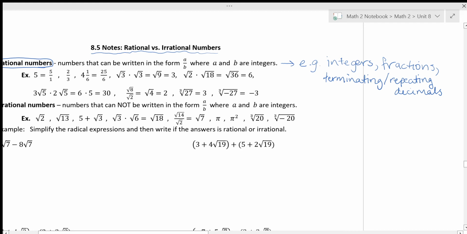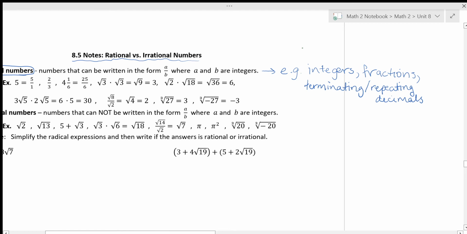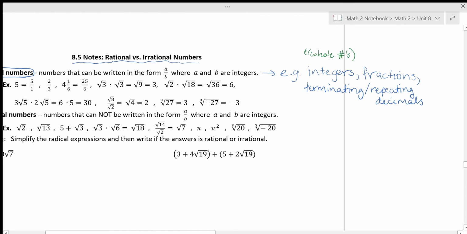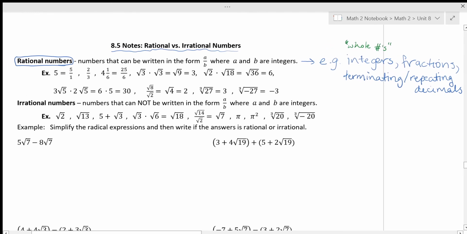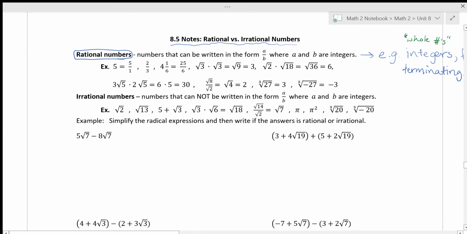So in the example here, we've got some radicals, but they are all perfect squares, so they simplify to whole numbers, which are integers. Specify there, integers are whole numbers. Okay, one sec. Let me fix my pen here so I can write a little bit better. Okay. So integers, which are whole numbers. Okay. So that's rational numbers. Integers, fractions, terminating or repeating decimals.